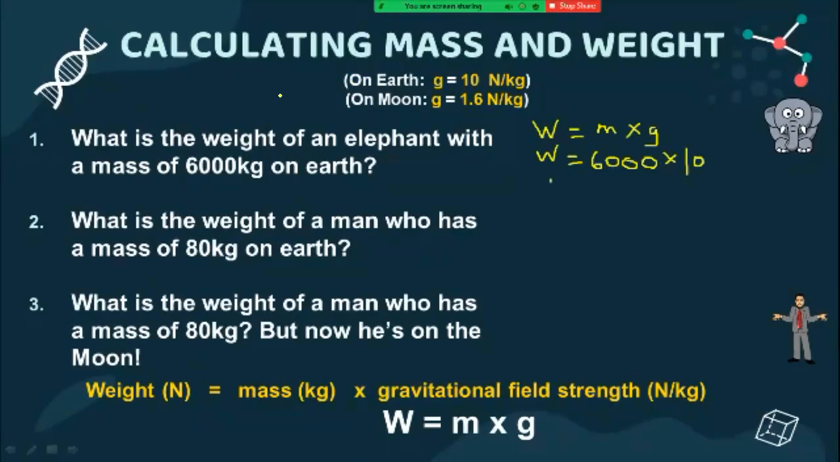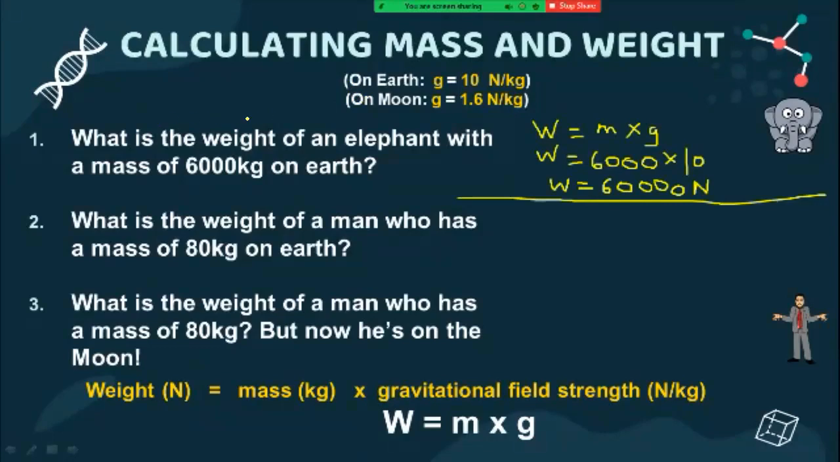And what that gives us is a value of weight that is equal to 60,000 Newton. So this 6,000 kilogram elephant weighs 60,000 Newton on Earth. That is the solution to the first question. Now to the second question.